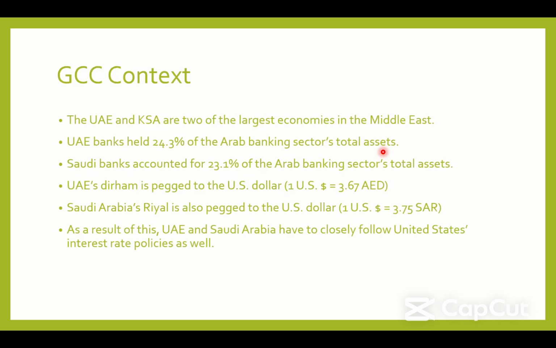Alright, moving on to the next slide, which is about the GCC context. UAE and Saudi Arabia's currencies are both pegged to the US dollar. So that means $1 US is equal to 3.67 dirhams and $1 US is equal to 3.75 Saudi riyals. Because both countries' currencies are pegged to the US dollar, they have to closely follow United States' interest rate policies as well. So ideally, if the US increases their interest rate, UAE and Kingdom of Saudi Arabia will have to do the same.